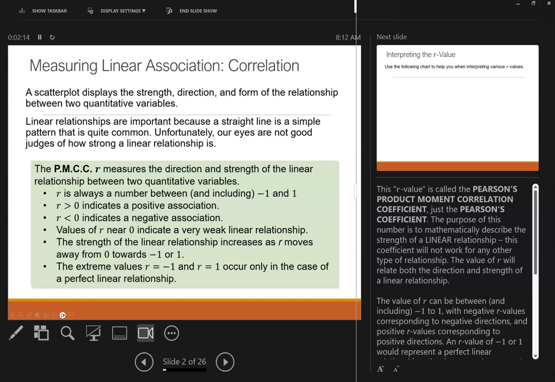In the case of these values of -1 and +1, these only occur if the data that you're building in your scatter plot would actually be points on a line. So it's not just like they kind of look like a line, but no, I can actually make a line, and that line passes through every single one of the points in my data set.